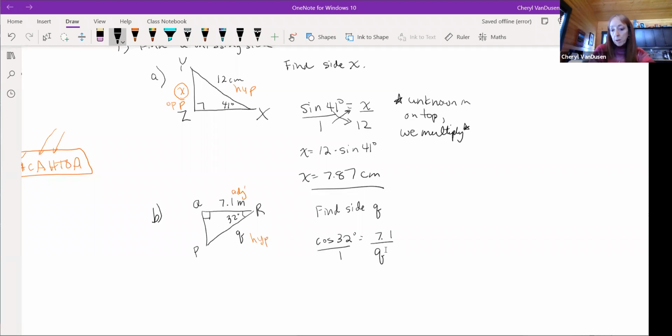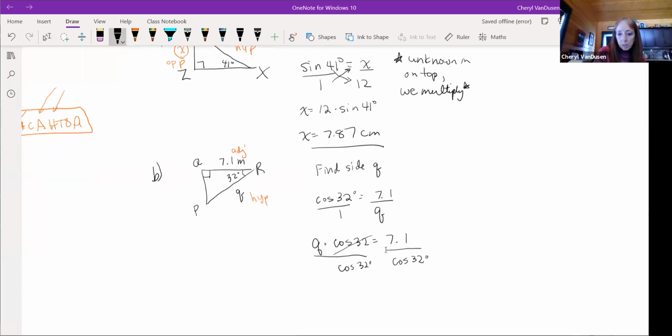And we're going to cross multiply. I try to stay consistent. So it's Q times cos 32 equals 7.1. And then to get Q by itself, so we can get ready to get our calculator out, we're going to divide. So our work will look like this.